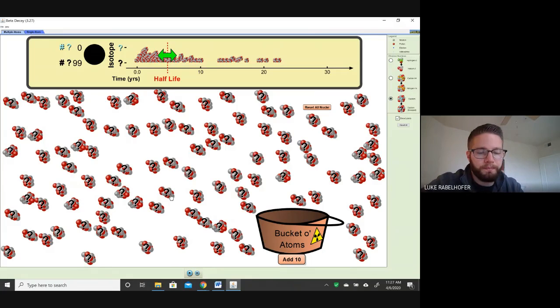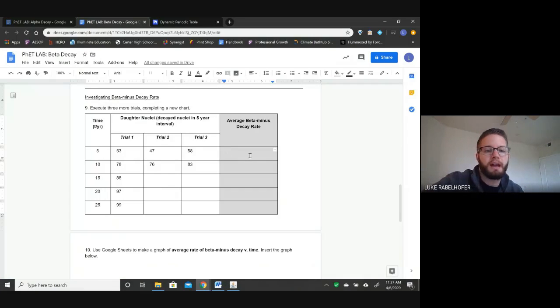All right, now I'll show you how to do the average. So what we're going to do is add up these three first. We'll add up the row first. So 53 plus 47 plus 58. I got 158. Now we're going to divide by 3 to get the average, then divide by 5 to get the average decay rate, which in this case is 10.5333 repeating.